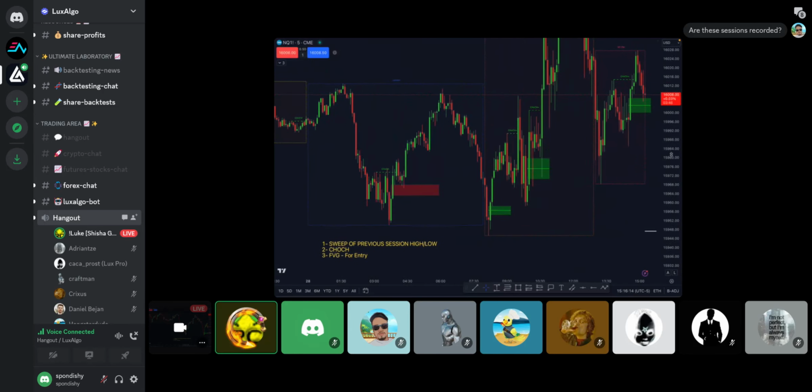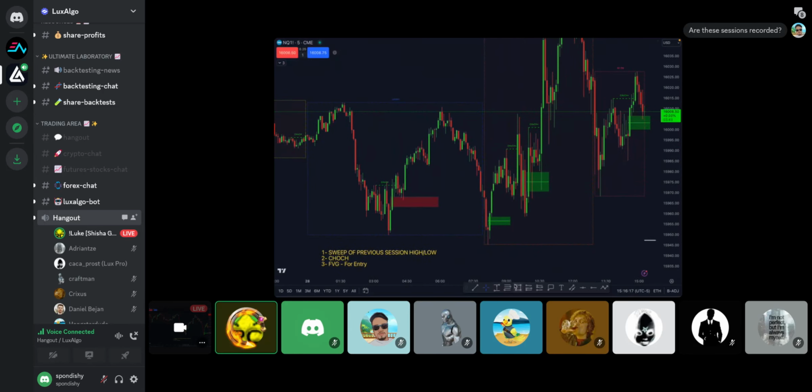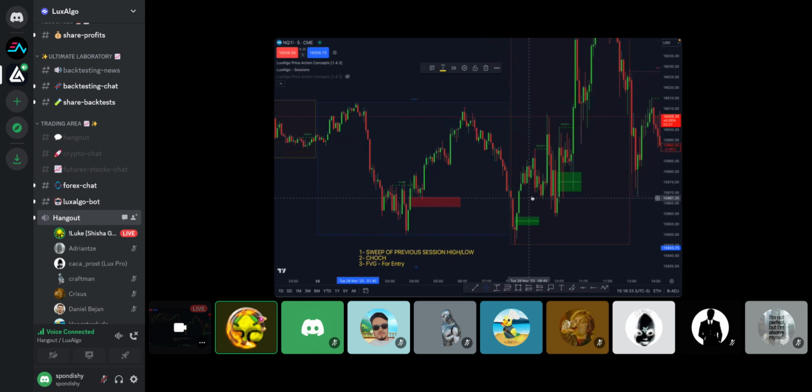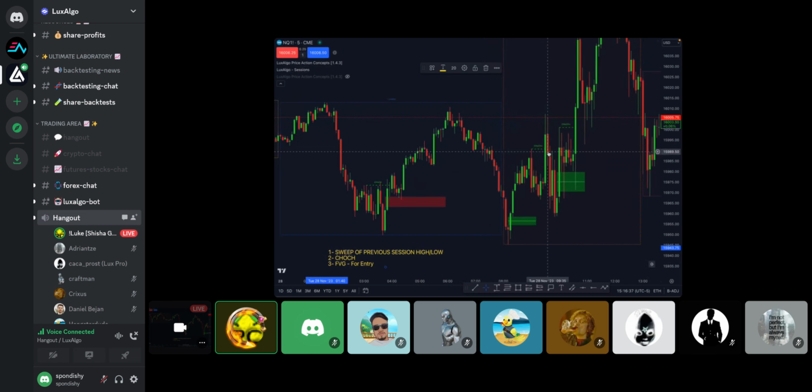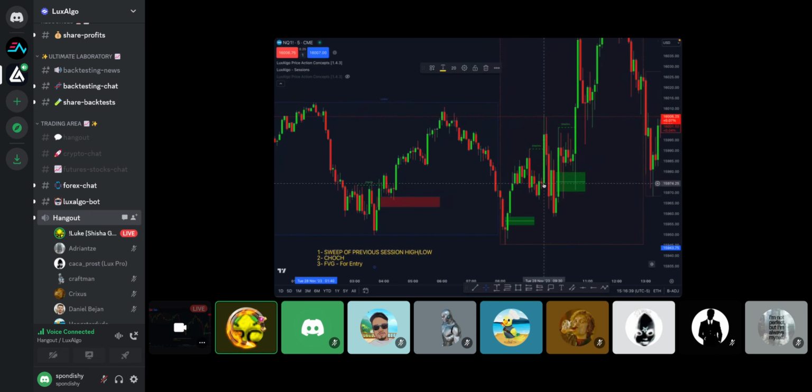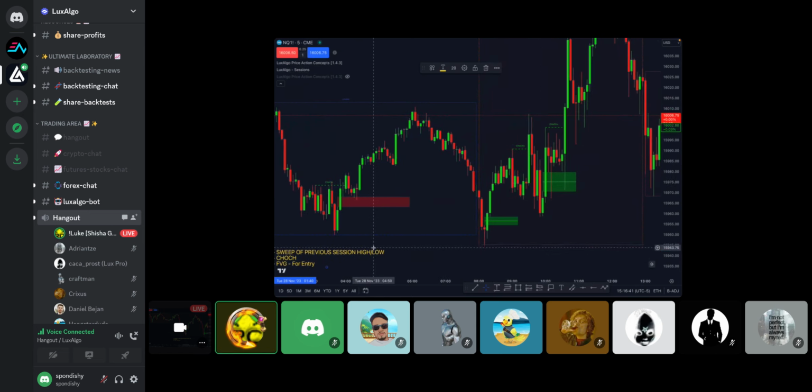Now here is where I want everybody to focus, because this is where most of the knowledge is, and it's where you're supposed to take notes. So step one, we just swept previous session low. Nice. Now we're looking for long. Step two, CHOCH. We have to wait for CHOCH. So we'll go ahead and turn on our LuxAlgo price action concepts, and we wait for CHOCH. Approximately 20-25 minutes later, we got a CHOCH on this candle right there. Very nice, aggressive candle. And that was step two.